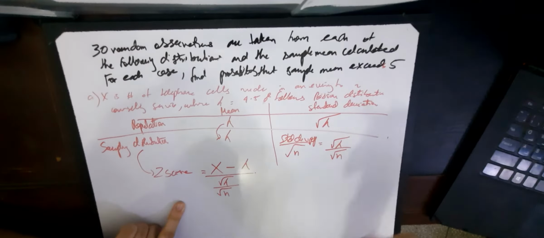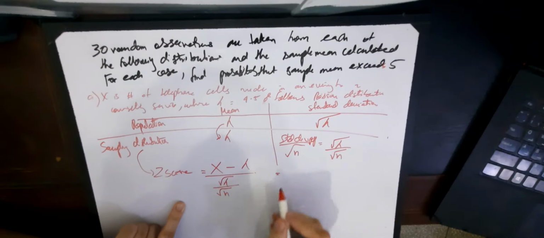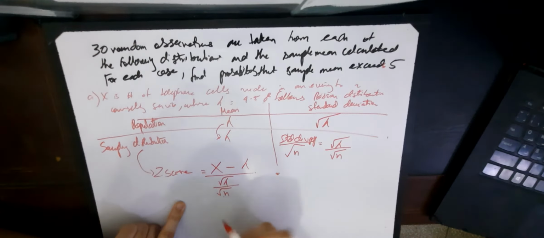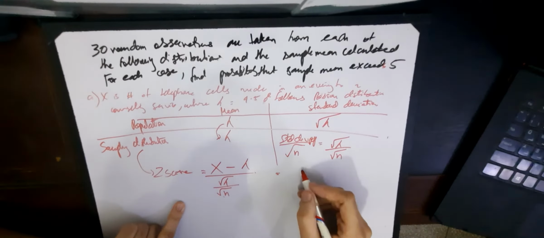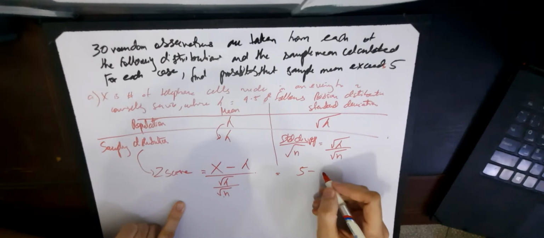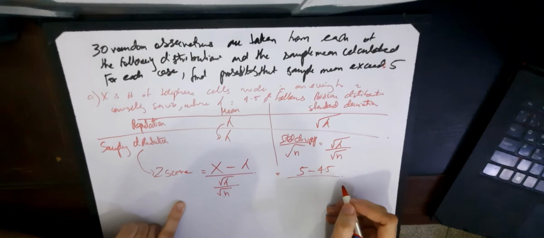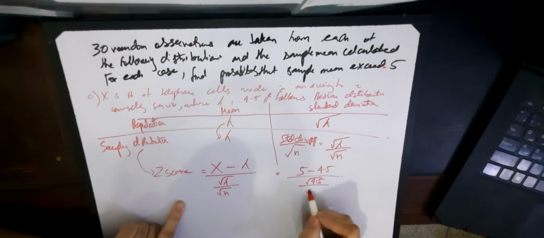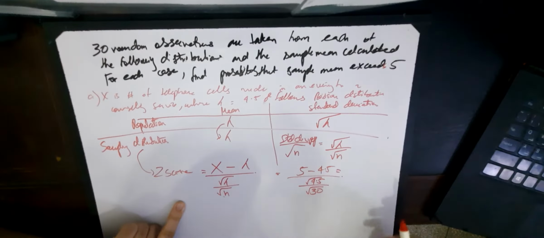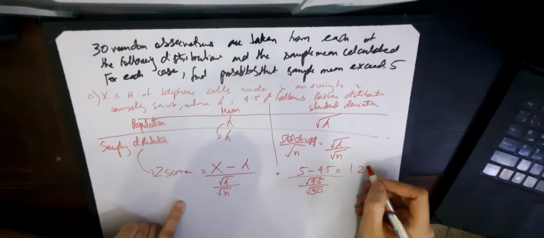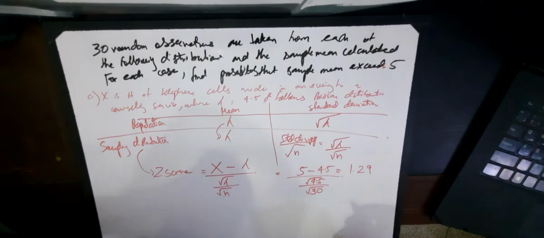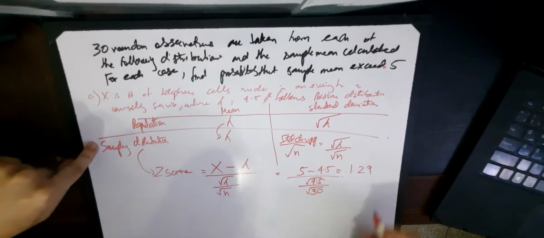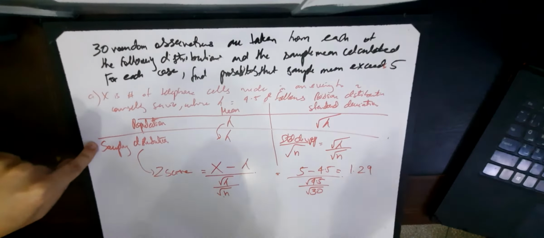So we've already been given a lambda of 4.5, I just have to plug in values for this. This n is basically the number of observations. This will be 30. So it will be 5 minus lambda, which is 4.5, divided by, again lambda is 4.5, under root 30. This will come out to be 1.29. This will be the z-score of this distribution. This is where my 5 lies basically.